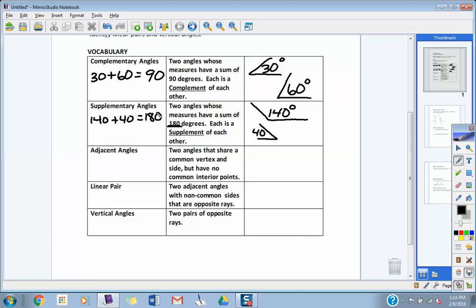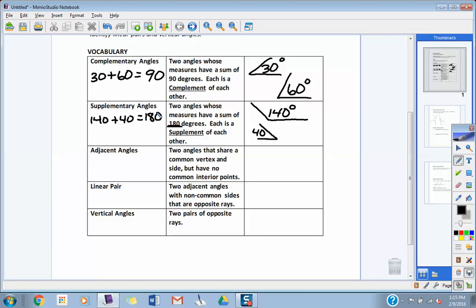Okay, so I think we get this. You know how I remember it? 90 comes before what value numerically? 180. Just like in a dictionary, complementary would come before supplementary. So that's how I kind of remember that, okay?